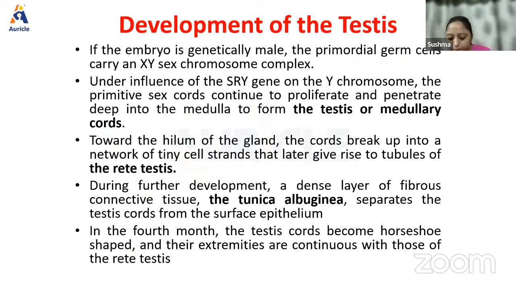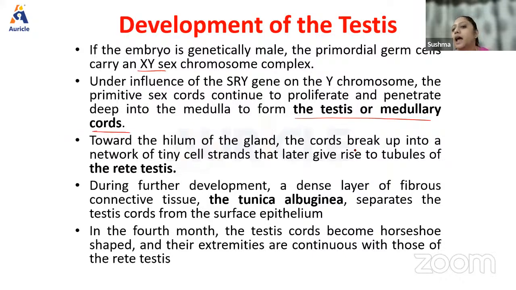Let's look at it. If the embryo is genetically male, the primordial germ cells carry an XY sex chromosome complex. Under the influence of the SRY gene on the Y chromosome, the primitive sex cords continue to proliferate and penetrate deep into the medulla to form the testis or medullary cords.